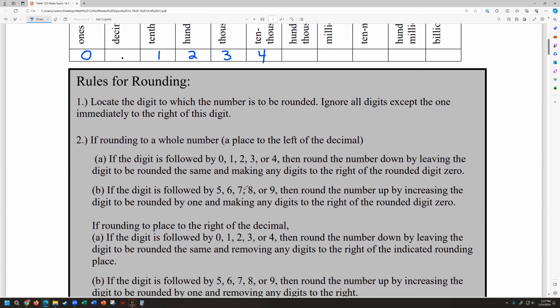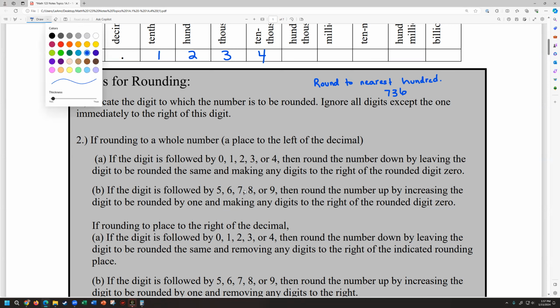So, rules for rounding. We want to locate the digit to which the number is to be rounded. Ignore all digits except the one immediately to the right of this digit. So let's say we want to round to the nearest 100, not hundredths, so we're rounding to a whole number. Let's say my number was 736. When we're rounding to the nearest 100, we locate the place value for the 100, that's this value, and we look at the number directly to the right of it to determine if that's going to make our 7 stay a 7 or bump up to an 8. So that's what we're talking about in that first part right there.